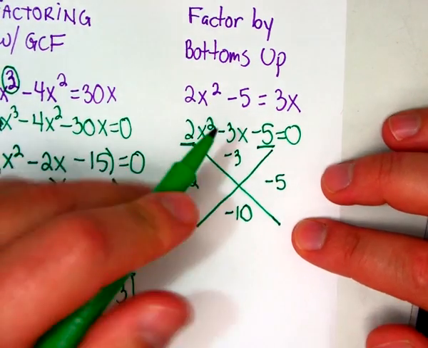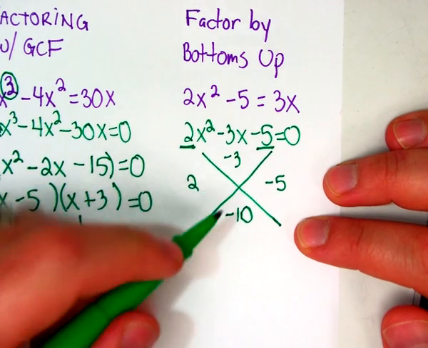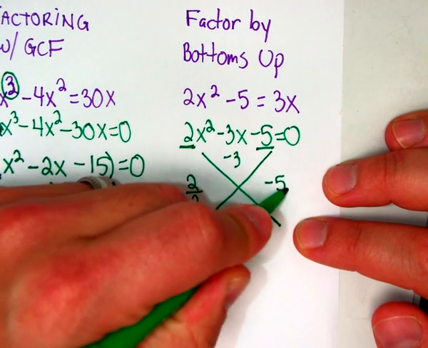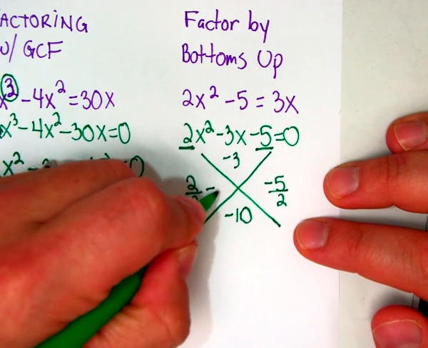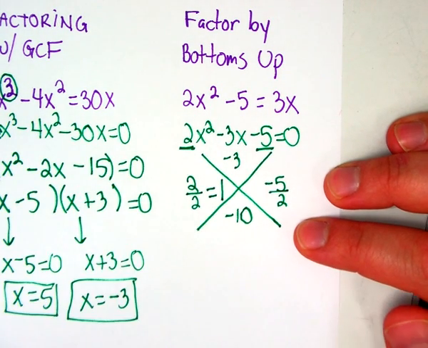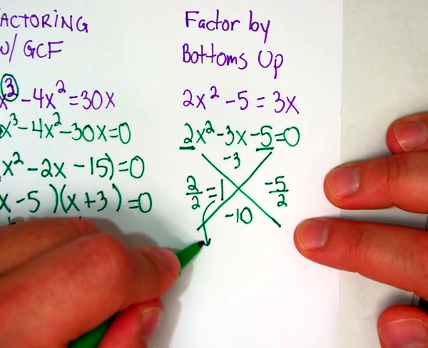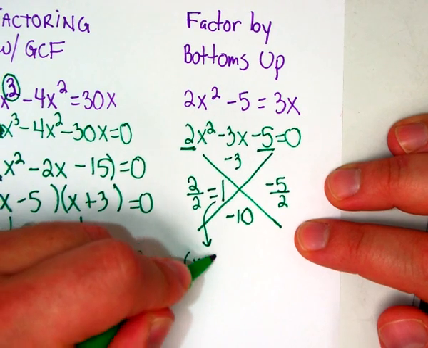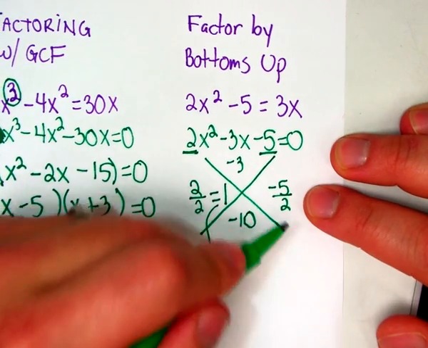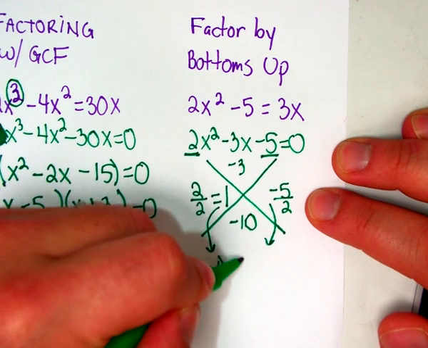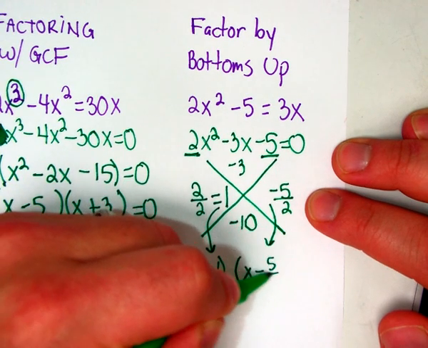We're now going to use our a value, and we're going to divide each one of these by that a value. And then we're going to reduce them if they can be. So the first one is 2 over 2, which will simplify and become just a 1. That means that my first factor here is going to be an x plus 1. Negative 5 over 2 does not reduce, so that means my next factor is going to be x minus 5 over 2.